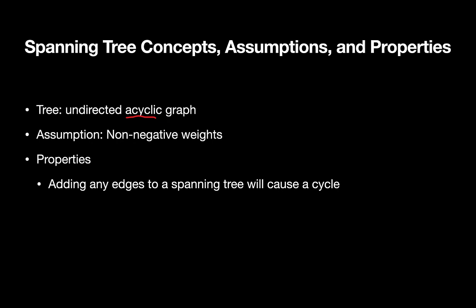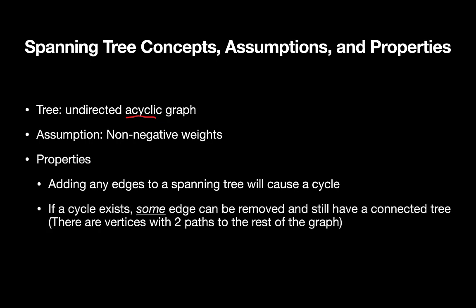Going hand in hand with that, if a cycle exists, there is some edge that can be removed and still have a connected tree. Okay, so those two properties are about spanning trees in general, not about minimum spanning trees. If you've got a spanning tree, adding a new edge creates a cycle in an undirected graph. And if you have a cycle in an undirected graph, there is some way to remove some edge and still recover your spanning tree if there's a single cycle.